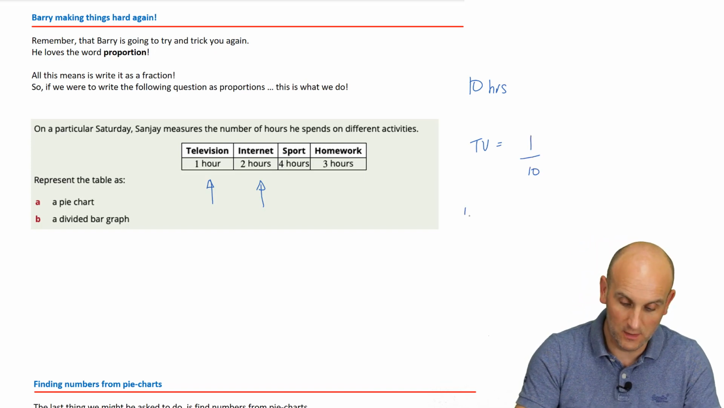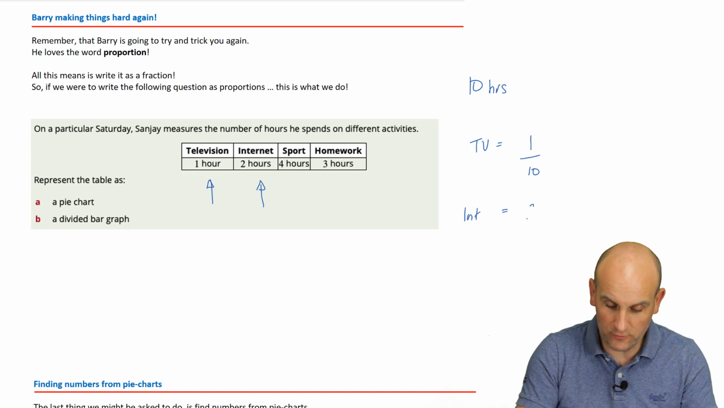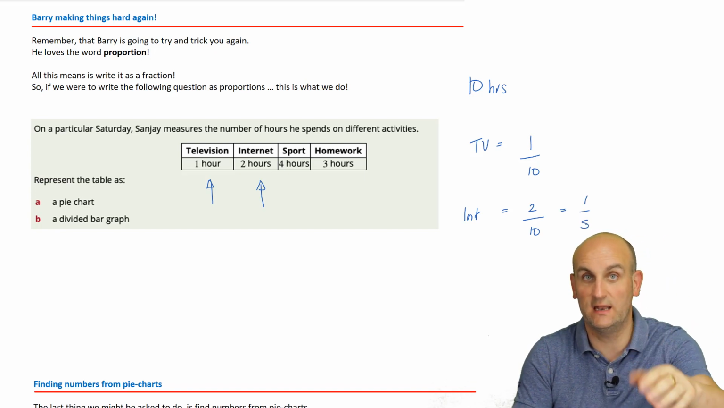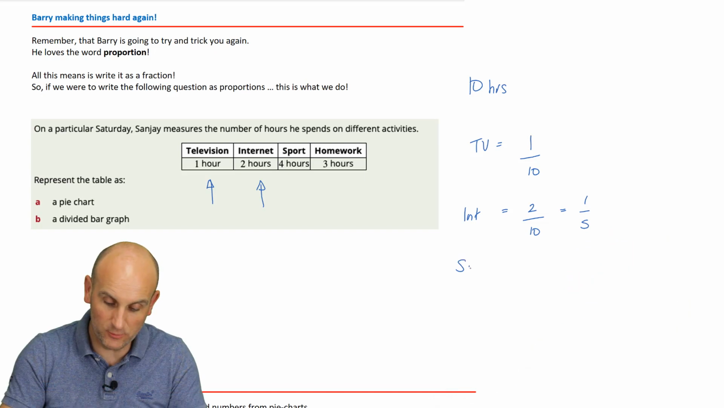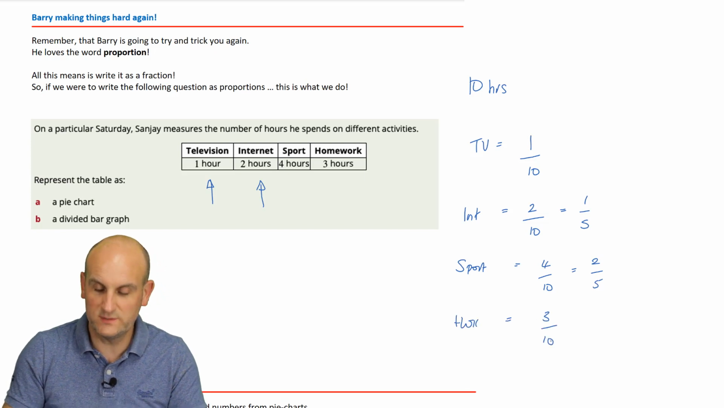There's my proportion. What about my internet? How many hours does he spend doing internet? 2 out of 10. And hopefully you are all aware that you can cancel that down because 2 and 10 are both even numbers. What about sport? 4 out of 10, which once again can be cancelled down to 2 on 5. And homework is 3 on 10, which can't be cancelled down.